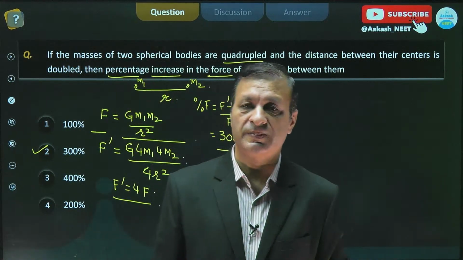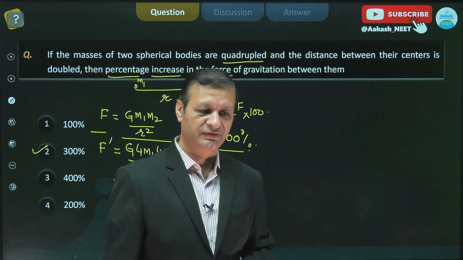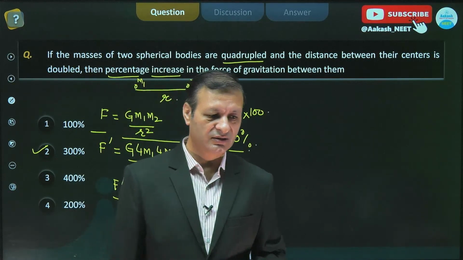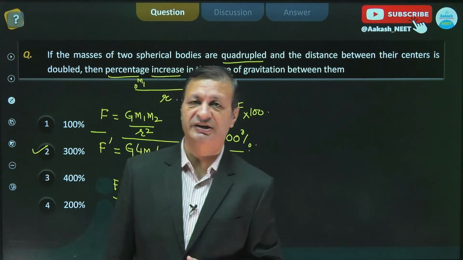So this is basically a numerical based on Newton's law of gravitation. Good, Hardik. You are very active. Keep it up. Well done. It's 300%.